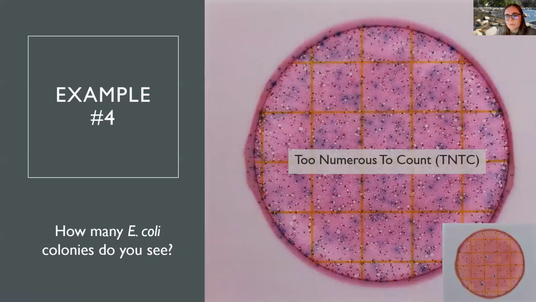I think the people we buy our plates from, which is 3M, generally say anything higher than, I think, 150. But hopefully you wouldn't have to count to 150 before you were like, this is TNTC. So just use those few little indicators to help you get to that point.